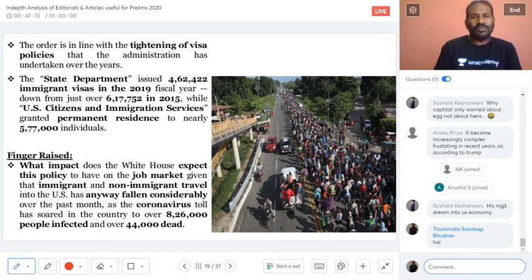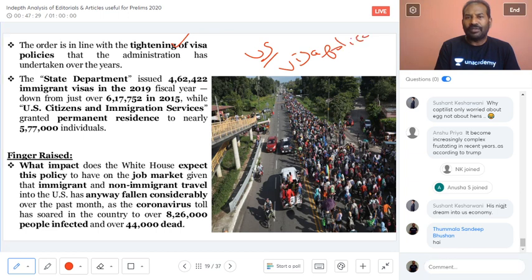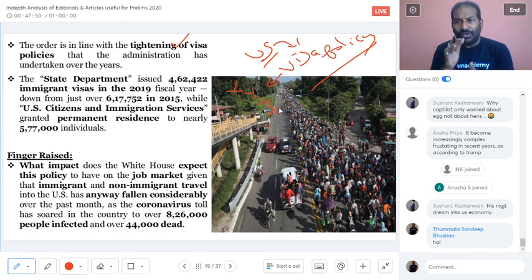The order is in line with tightening the US visa policy. Definitely, it is going ahead with tightening the US visa policy. So we are talking about not only immigration, but again the US visa policy, and it impacts various countries also. The possibility is that X, Y, Z countries are exempted from a few of the rules and regulations of the visa policy.